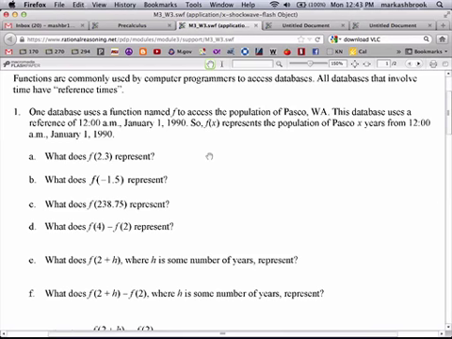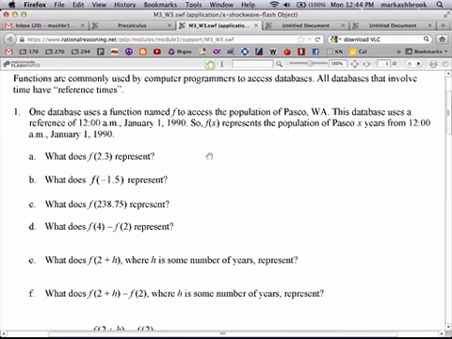Somebody knew. What do you think that was? f of 2 plus h. Yes, sir? The population of Pasco 2 and the number of years after January 1st, 1990. Okay. He said the population of Pasco 2 and some other number of years h after January 1st, 1990. What do you think? Is it good?